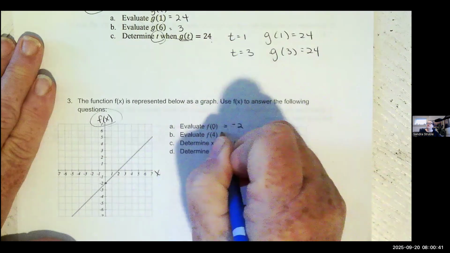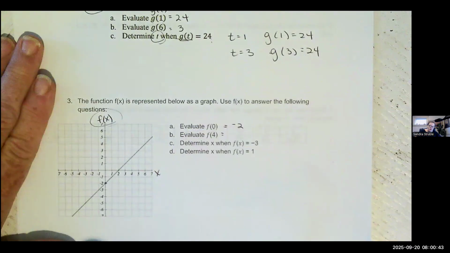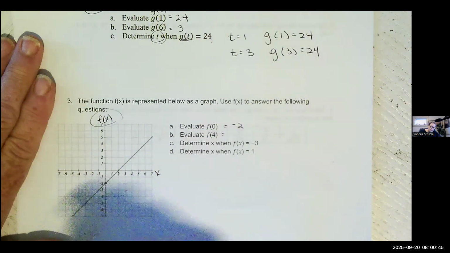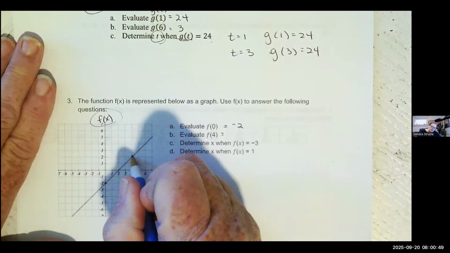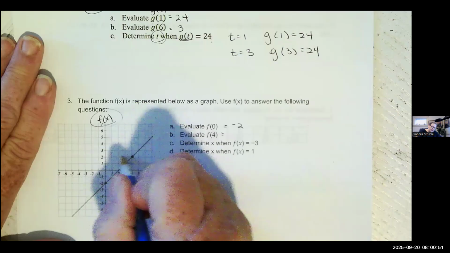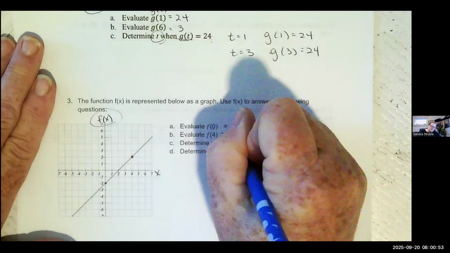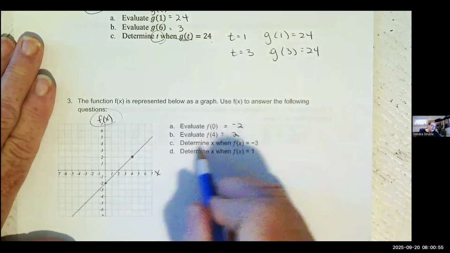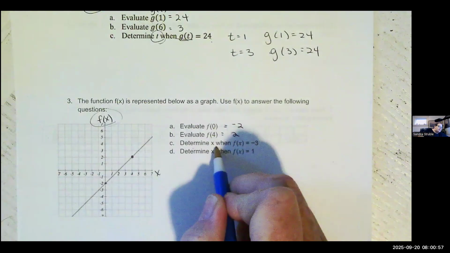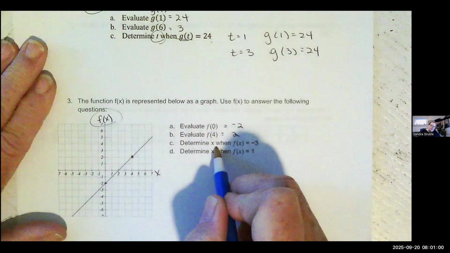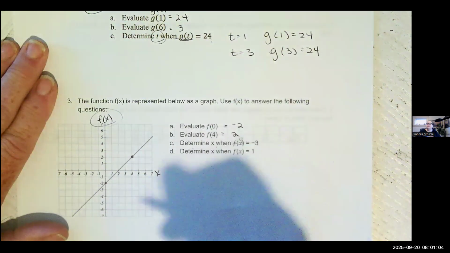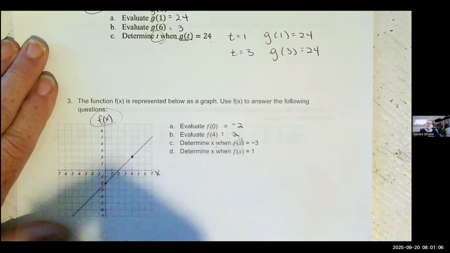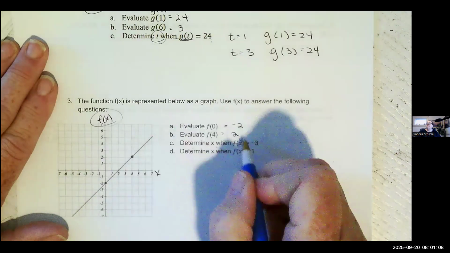I ask myself the same question here. When x is 4, what is f of x? When x is 4, right here, find it on the graph. F of x is 2. Determine x. Now we're looking for what x is given f of x. So if you want to replace this with y, do that. Whatever makes sense to you to understand how to do this. But understand y is f of x.